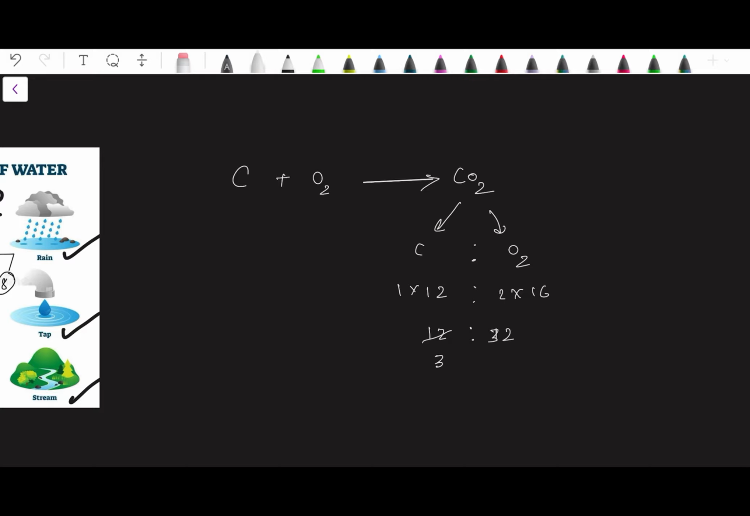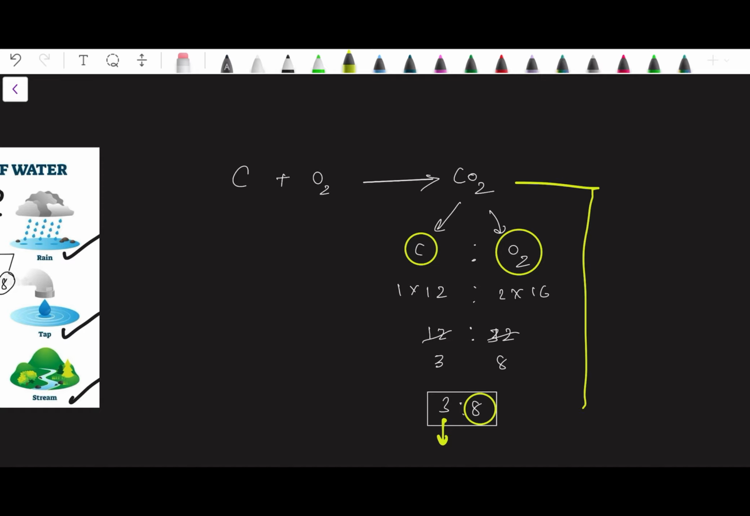4 threes are 12, 4 eights are 32. So what is the ratio in which carbon and oxygen exist in carbon dioxide? That is 3 parts carbon to 8 parts oxygen. Therefore, the ratio of carbon dioxide is always 3 to 8. It is always fixed. You can get carbon dioxide from industries, automobiles, and when we exhale, CO2 is also released. So the elements carbon and oxygen always combine by mass in the ratio 3 to 8. This is what we call the law of constant or definite proportion.